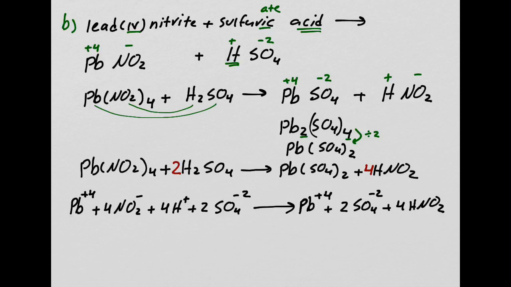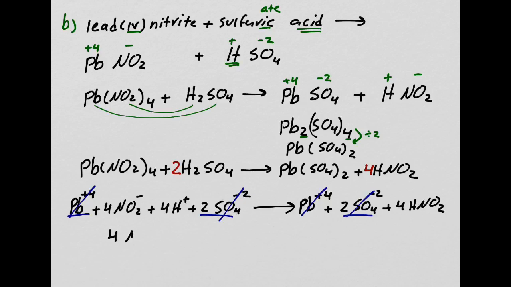Okay, now my spectator ions. What are my spectator ions? I have only one. 2 sulfate, 2 sulfate. I can cross them out. Also Pb plus 4, I can cross this one out also. Yeah? Okay. Now, let's finish this up.